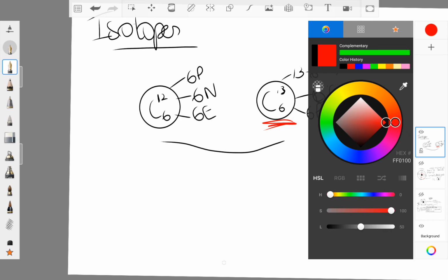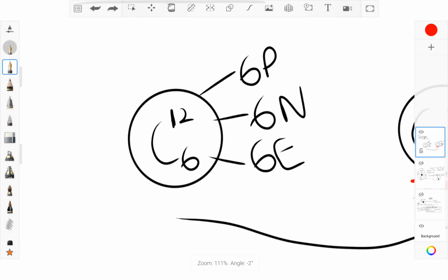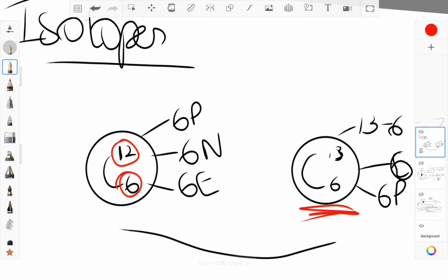Okay, another thing that I forgot to mention before is that the number at the top is called the nucleon number, which is just the number of subatomic particles that make up the nucleus, basically the protons and the neutrons. And as I mentioned before, this is the proton number. So that's something that you need to remember.